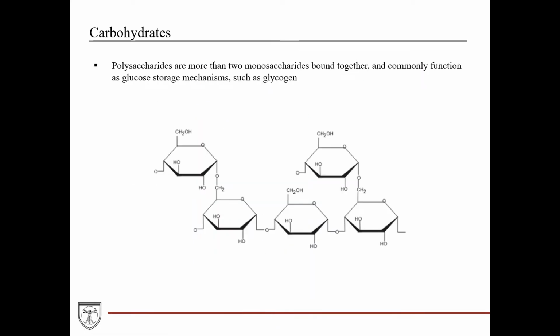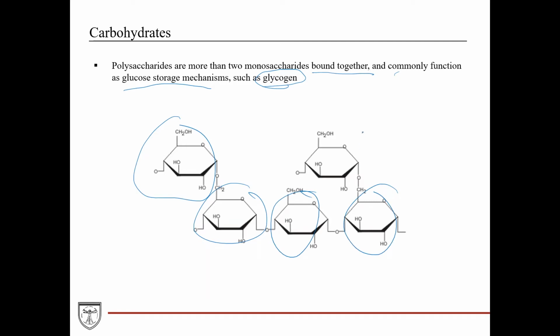And then polysaccharides, these are more than 2 monosaccharides bound together, 3 or more, and they commonly function as glucose storage mechanisms, such as glycogen. We're going to dedicate an entire lecture to glycogen metabolism. Glycogen is a highly branched structure, essentially a bunch of glucose monosaccharides bound together like this. Each of these is a glucose, bound together in a highly branched structure, and the main function of glycogen is storage. It's storing glucose for a rainy day, where you're fasting for a long period of time, or during exercise, when you have high energy states that demand a lot of energy.